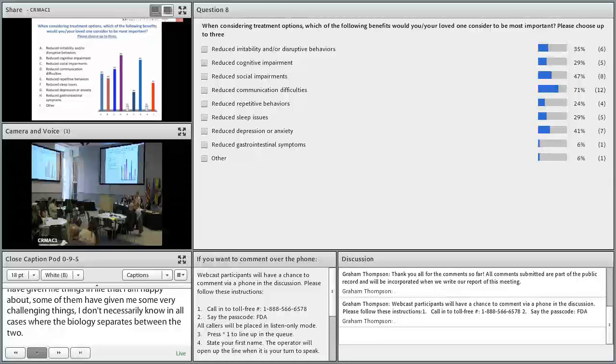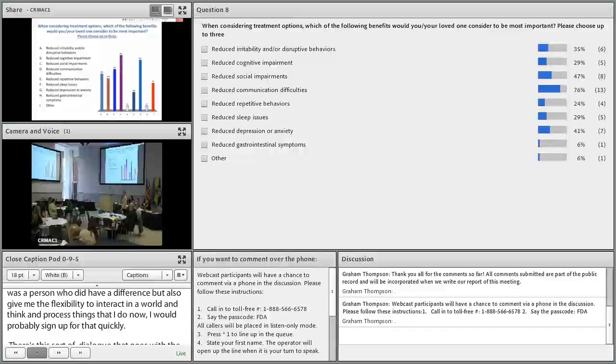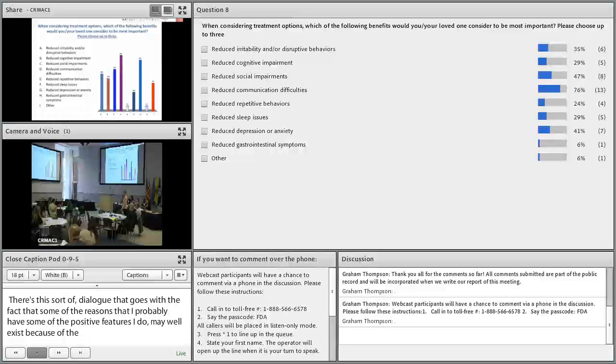or have all the positive features, I would probably sign up for that very quickly. But there's this sort of dialogue that goes with the fact that some of the reasons that I probably have some of the positive features I do as a person may well exist because of the differences in how my brain's configured over time. So I'm just throwing out the fact that I'm not averse to treating autism in terms of the diagnostic features of it. I might be averse to becoming typical.